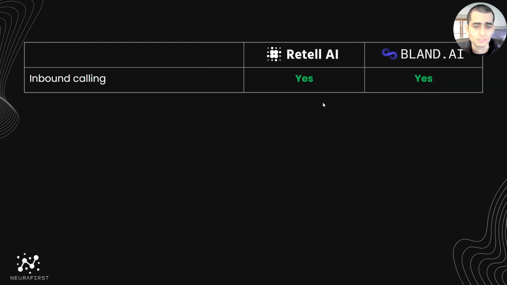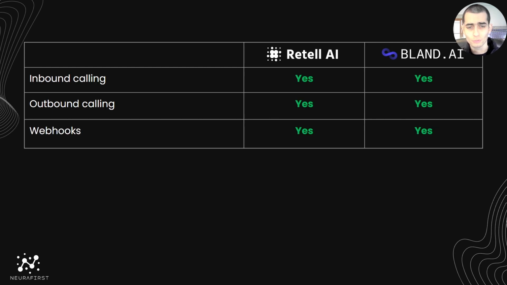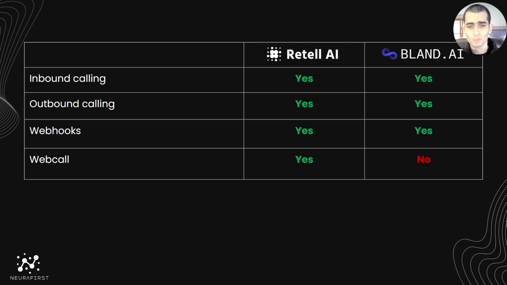For inbound calling, both of them support this. The same thing for outbound calling. They also both support webhooks. However, concerning web calls, only Retell supports that at the moment.